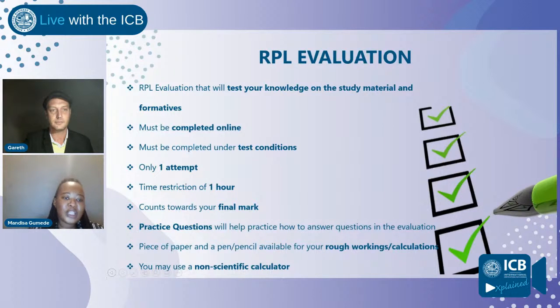And just like test 1 and 2, there will be a time restriction of 1 hour for the evaluation. And you will only have 1 attempt. So it's not going to be 2 attempts for the evaluation. It's going to be 1 attempt only. So make sure that you make it count and that you study your learning material to ensure that you are deemed competent in this particular section of the POE. It will count towards your final mark.